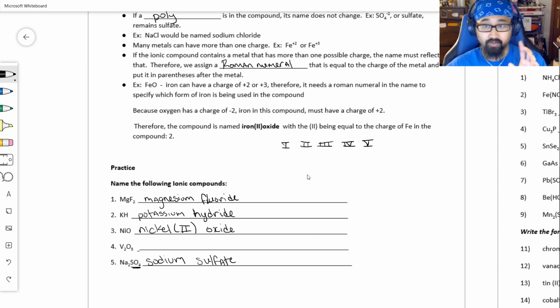Give number 4 a shot with that V2O5. See what you can come up with. Again, I will check in with you momentarily. Did you give it a shot? Did you try it? I hope you tried it. Hopefully you paused the video.